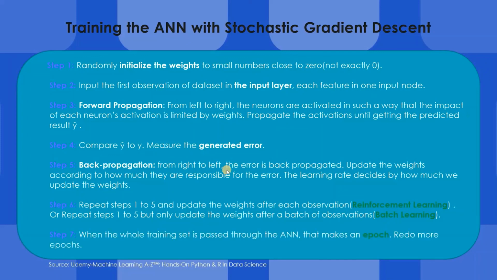Step 7 is that when the whole training set is passed to the neural network, this constitutes one epoch. This epoch is a really important term. After one whole epoch is complete, that is after the whole training set has been passed to the neural network, we redo more such epochs. The number of epochs is also a deciding factor for accuracy, and it can depend. If with 50 epochs you get an accuracy of 80%, that is good. But if you increase the epochs to 80 and the accuracy increases, that is even better. So it depends on the neural network and the data set.